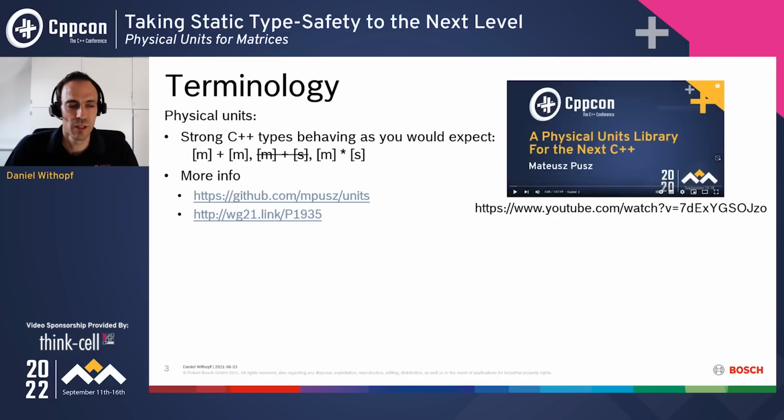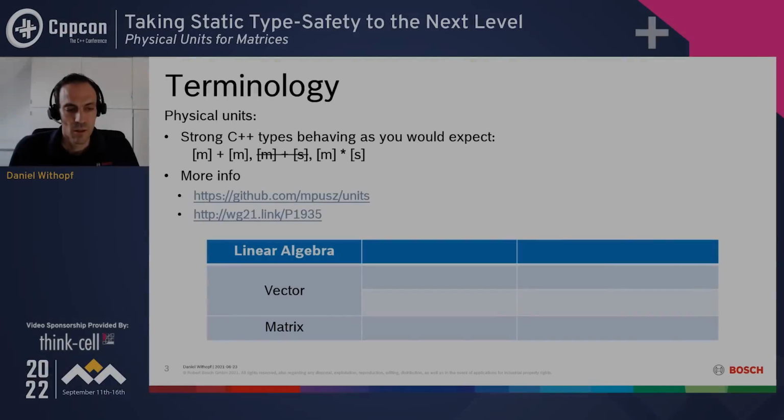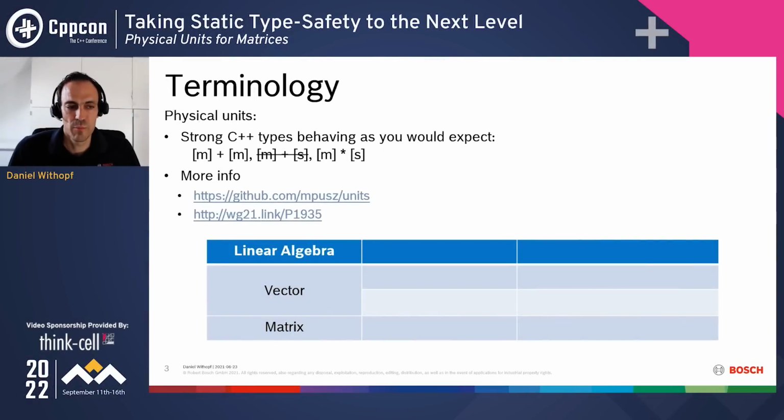If you want more background info, please check out P1935. That was written by Matthias Pusch. That is intended for C++26 now, and also his library on GitHub, or one of the excellent talks from earlier C++ conferences. There he talks about how you can use physical units libraries to annotate scalars, so integrals or floating point values with their physical units. And what I'm dealing with today in my talk is how we can use these physical units annotations in multi-dimensional vectors and matrices. So now I want to move on to the terminology that I'm using during my talk.